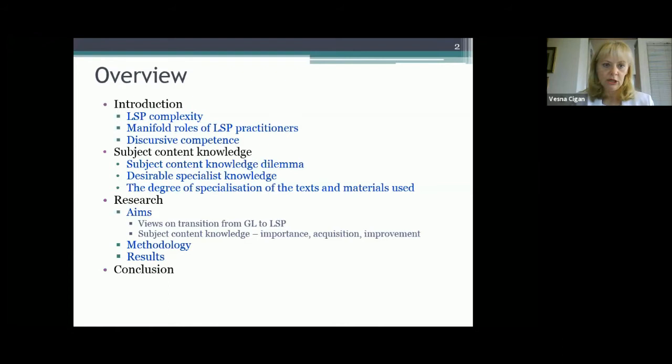First, I'm going to talk about a few major points on the LSP complexity. Then I will focus on the multiple roles handled by LSP practitioners. Then I will talk about the discursive competence as a general concept that conjoins the linguistic behavior and the professional expertise.